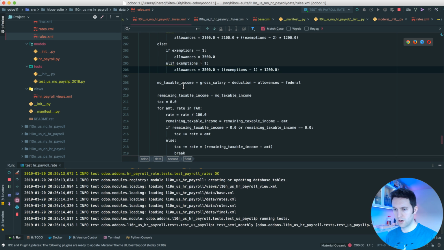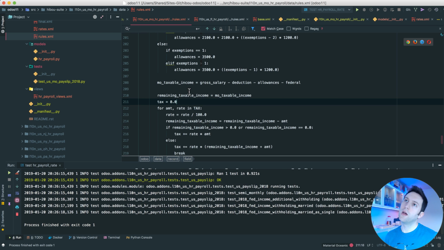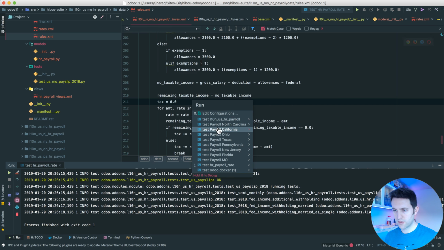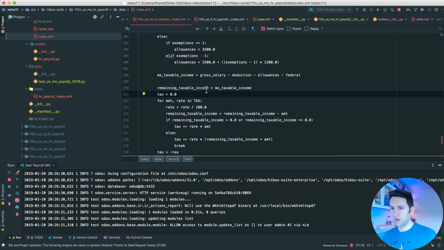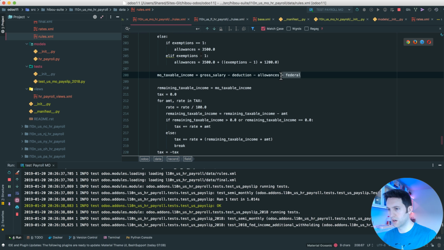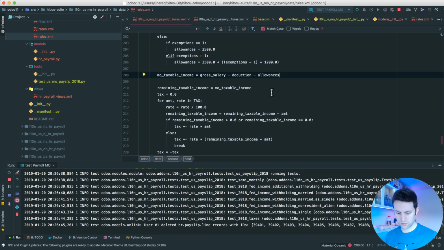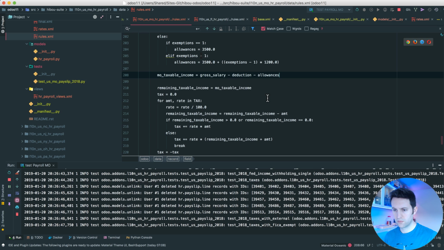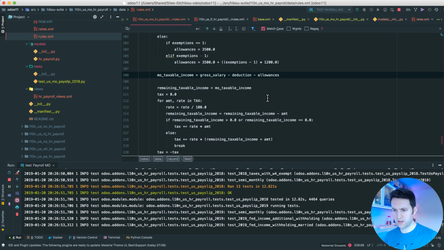And the Missouri taxable wage. Oh, look at that. Did we just finish? No, hold on. We're running tests for the payroll rates. Stop that. And get this up. Let's run our Missouri ones. Okay, so our Missouri taxable income is between our gross salary, less our deduction, potentially less the allowances, and then we're going to take this bit off because we don't care anymore. I don't know why it's running the base tests.